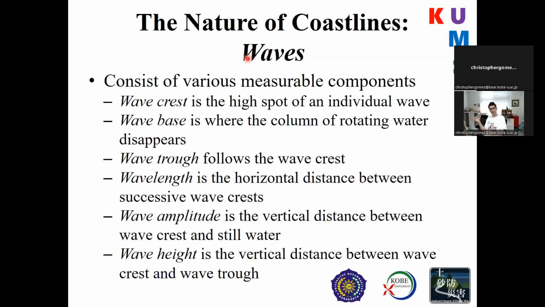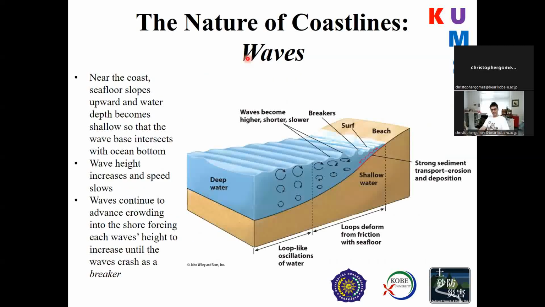So they consist of variable, measurable components. When you look at a wave, you have the wave crest, which is the high spot of an individual wave. Then you have the wave base, which is where the column of rotating water disappears. And you have the wave trough, the wavelength, amplitude, and the wave height. We're going to see a graphic in a second. So that's how the wave looks. You can see here at the top, you have the wave crest. And right here, you have the wave trough.